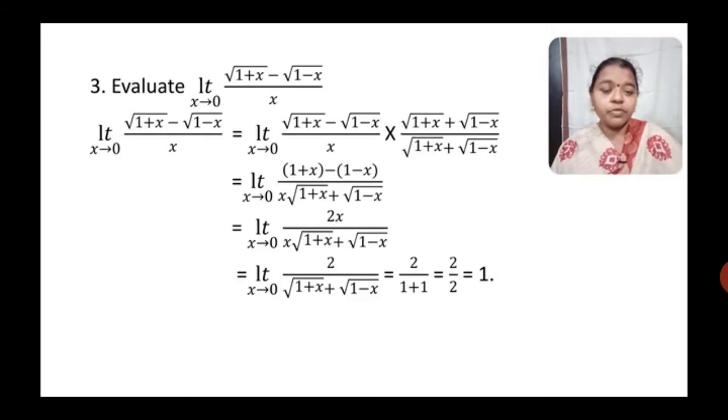Now what we are supposed to do is substitute x is equal to 0, that is limit x tends to 0. When we do that, the numerator becomes 2. In the denominator we will have 1 plus 0 plus 1 minus 0, which is equal to 1 plus 1, that's equal to 2, and 2 by 2 will be equal to 1. So the problem looked very complicated, but after solving we have got it as 1.